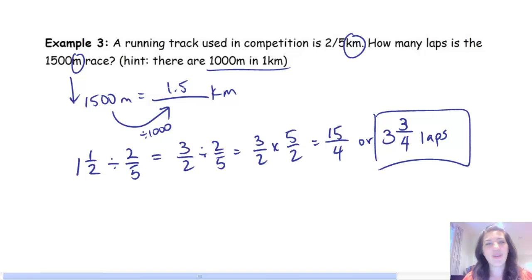All right, there you go. You have just mastered section 6.5, dividing fractions and mixed numbers. You are now ready to move on to section 6.6, applying the order of operations to your fraction problems.